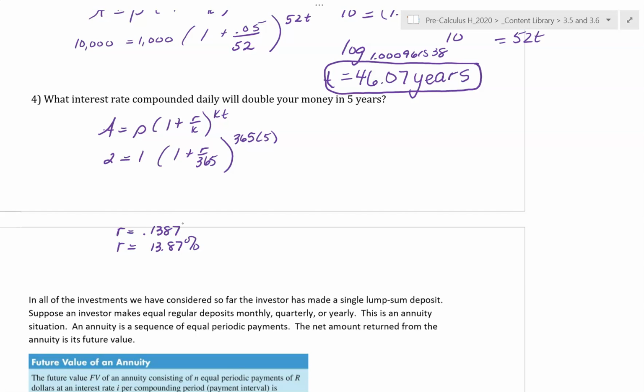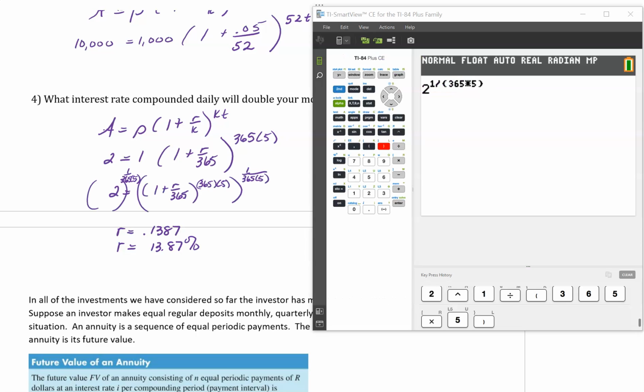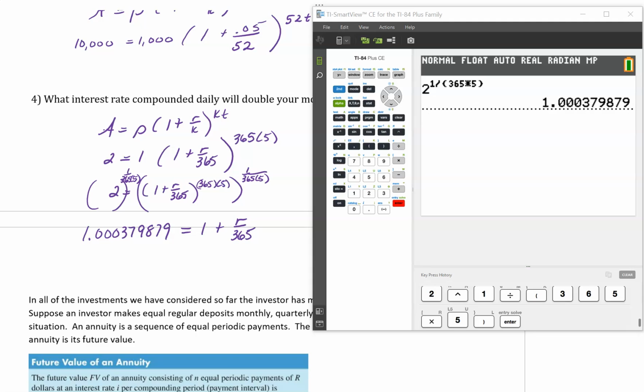So go ahead and practice with the calculator and see if you can get 0.1387. So we do 2 to the 1 divided by 365 times 5 power and hit enter. There we go. All right, so we have 1 and some change there, and that is equal to 1 plus r over 365. So you can subtract 1. And now we have a small number, 3.79 approximately times 10 to the negative 4.